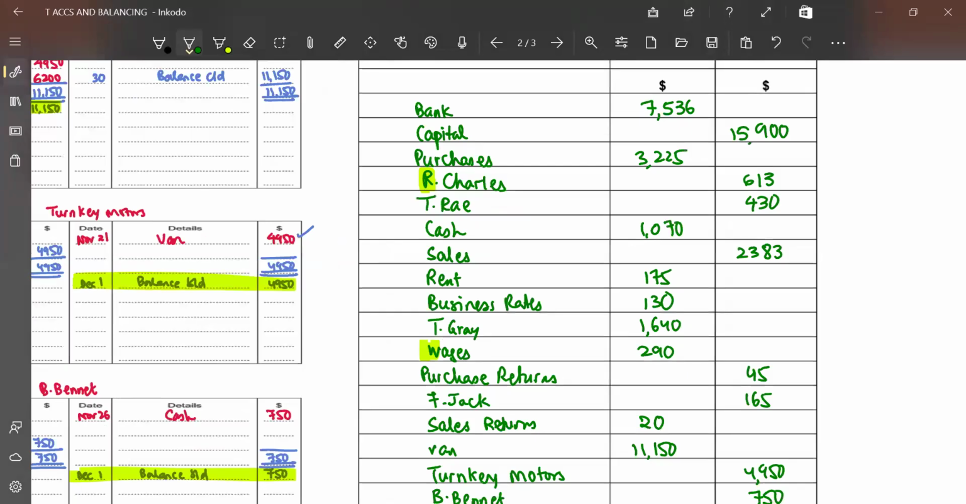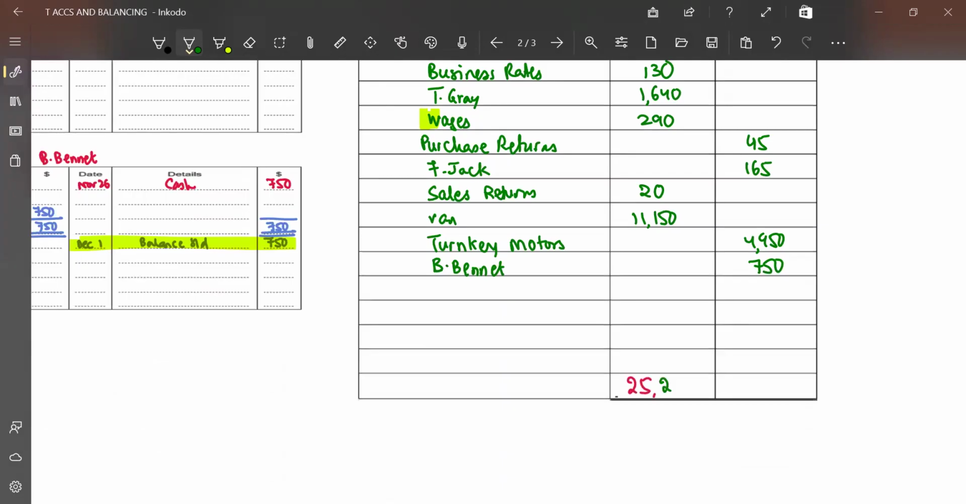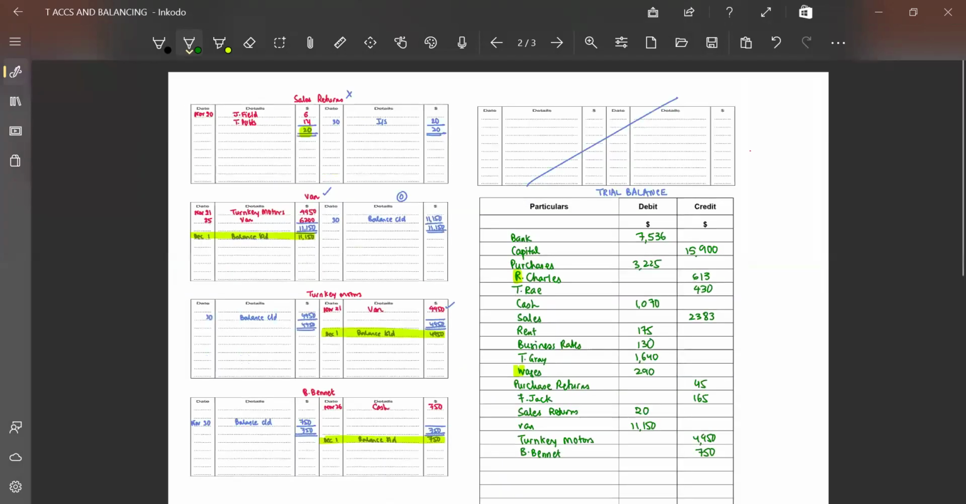This is 1070. The total is 25236 on both sides. This means your trial balance is agreed. The total of the debit side is equal to the total of the credit side. This means that the value is correct. Your T account double entry is correct.